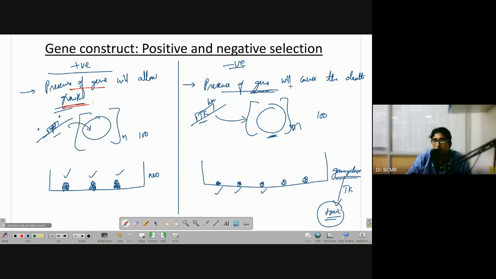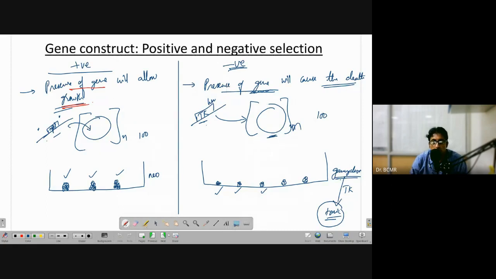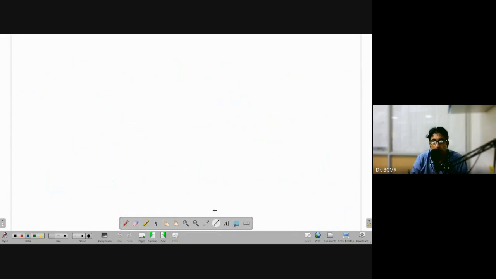Presence of the gene will cause the death. That means those cells that did not get the gene will survive. Therefore, we call it negative selection. Okay, we are going to use both of these cases. There is also one more thing I want you to remember. If you have seen the videos, you should know the basics of homologous recombination and also site specific recombination.